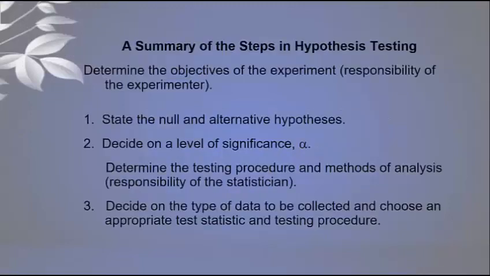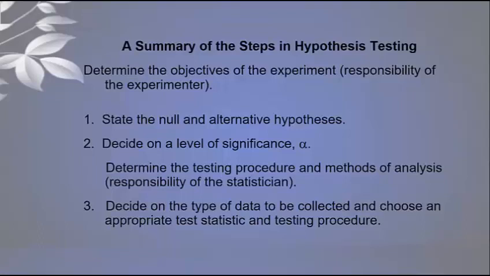Let us have a summary of the steps in hypothesis testing. First of all, we need to determine the objectives of the experiment, and this is the responsibility of the researcher. First step, state the null and alternative hypothesis. Second, decide on a level of significance, that is the alpha. Then, determine the testing procedure and the methods of analysis.